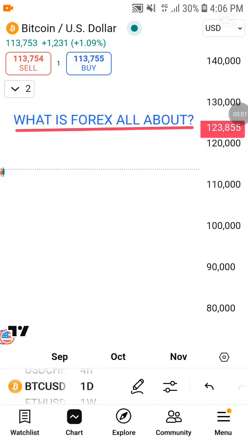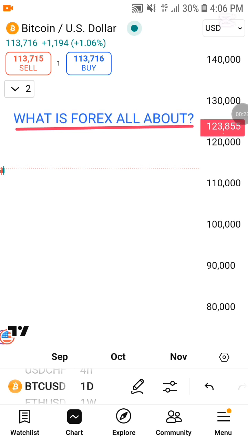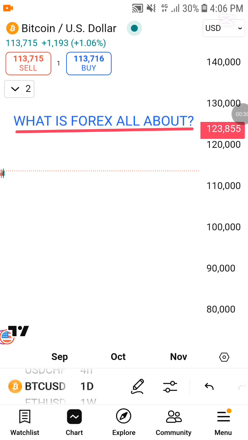So let's go to the chart. This is the topic that we'll be dealing with today. For the sake of those who came in with zero knowledge, what is Forex all about? Forex is a foreign exchange between two currency pairs. Forex is just like any other business that you know. It is buying and selling between two foreign currency pairs. Do you get that? You use one currency pair to buy another currency pair.